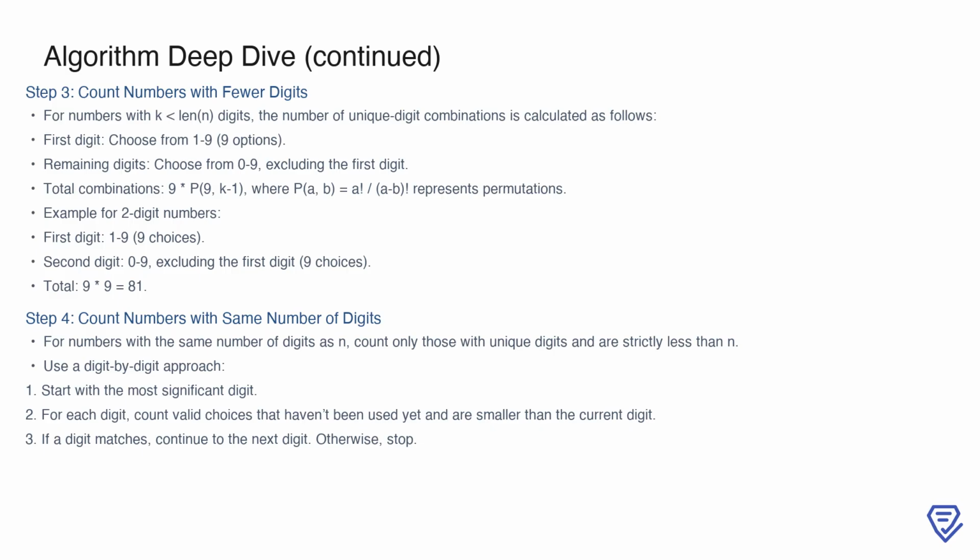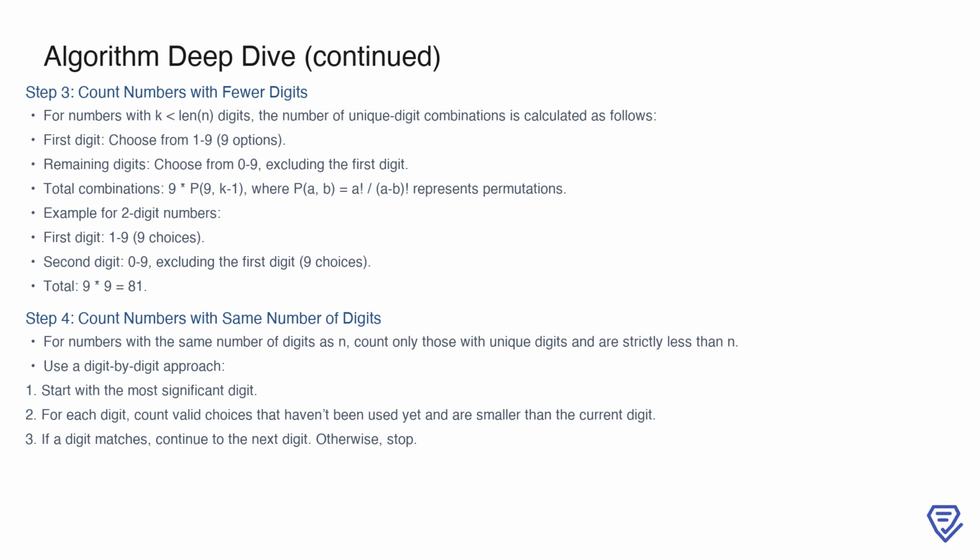Now, let's calculate the count of numbers with fewer digits than n. For numbers with k digits, where k is less than the number of digits in n, we can systematically count combinations of unique digits. Here's how. For the first digit, we have 9 choices, since it can be any number from 1 to 9. For the remaining digits, we select from 0 to 9, excluding any previously chosen digits. The total number of unique combinations is given by 9 multiplied by the permutation of the remaining digits, which is represented as P(9, k-1). Permutations are calculated as a divided by (a minus b), where a is the total number of options and b is the number of selections.